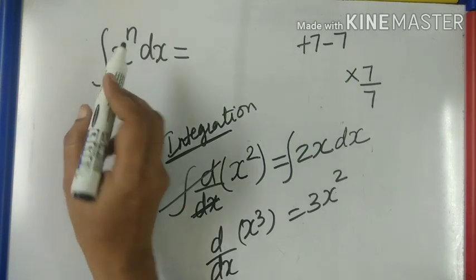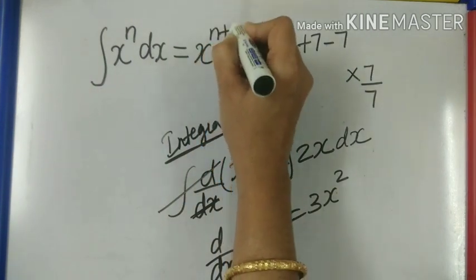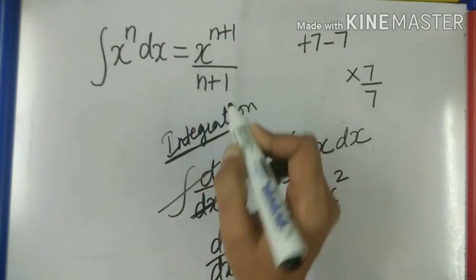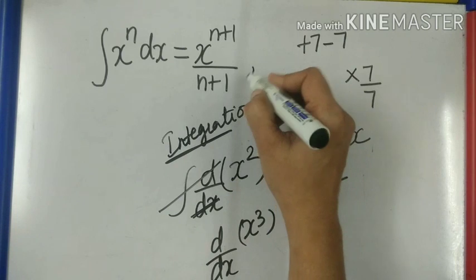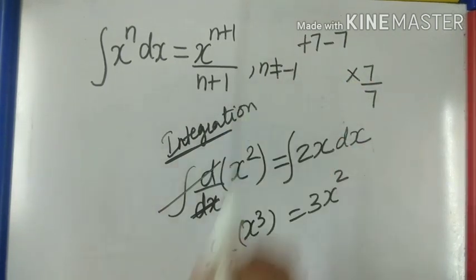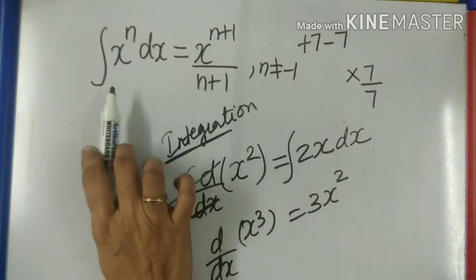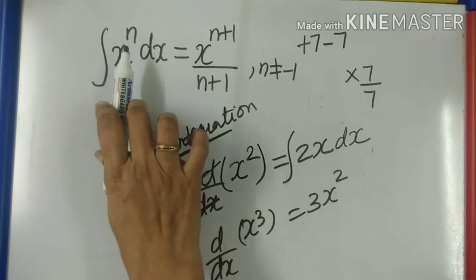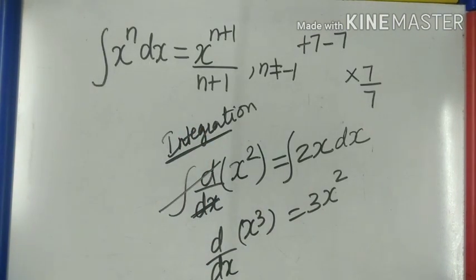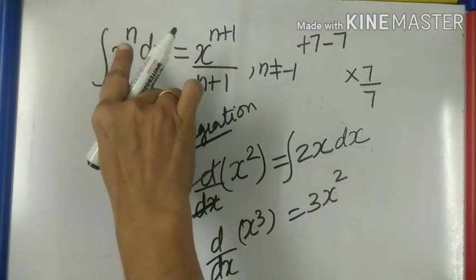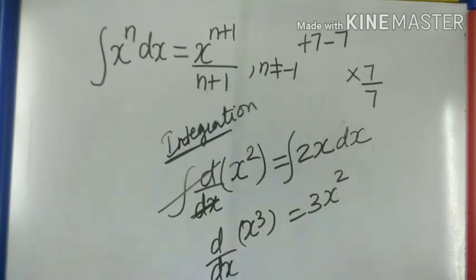So, x power n will become x power n plus 1 by n plus 1. This n should not be minus 1 alone, because if n is minus 1, n plus 1 will become 0. So, in mathematics, let us ensure that we do not bring the denominator to be 0. So, this formula I can apply for all n. N can be fractions 1 by 2, 1 by 3, 2 by 3, or n can be plus numbers or minus numbers except minus 1. I can put n any power for which I can apply this answer.